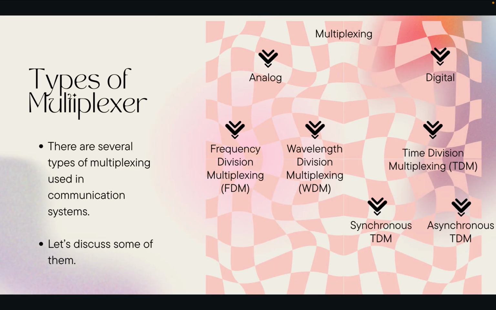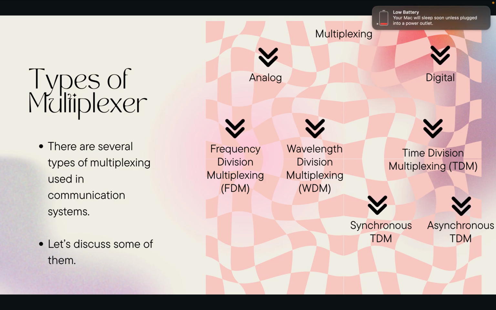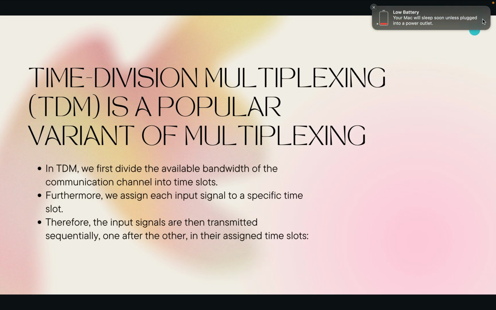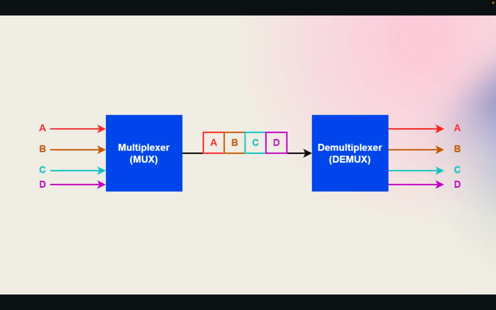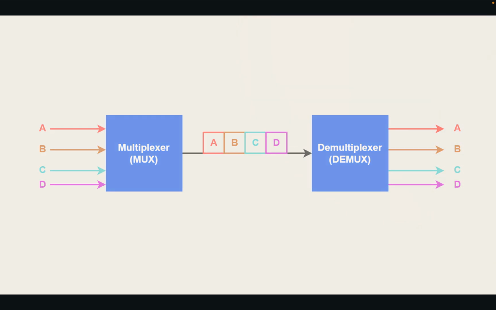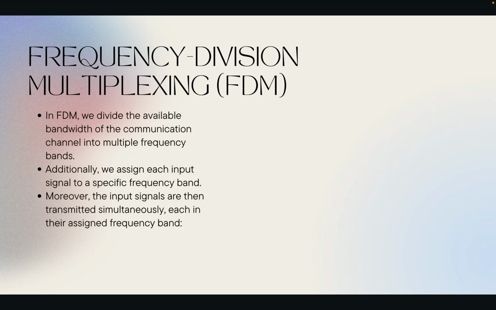So there are different types of multiplexing, analog and digital. In analog, there is frequency division multiplexing and wavelength division multiplexing. In digital, there is TDM, which is time division. It's very simple. Time division multiplexing basically takes the inputs A, B, C, D and splits them into different time frames and sends them over, so it becomes a single signal.